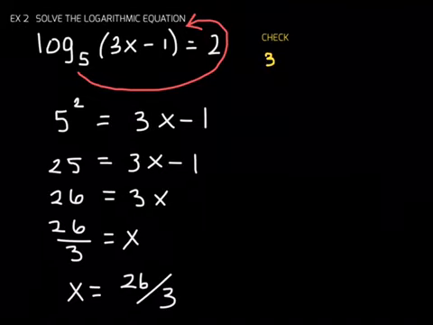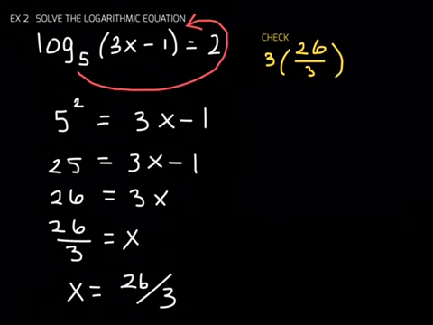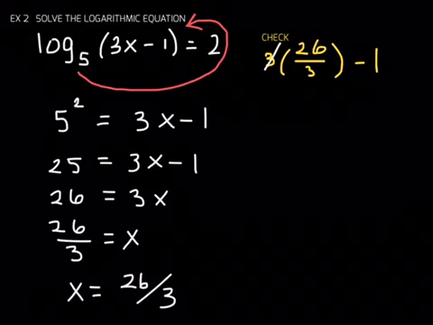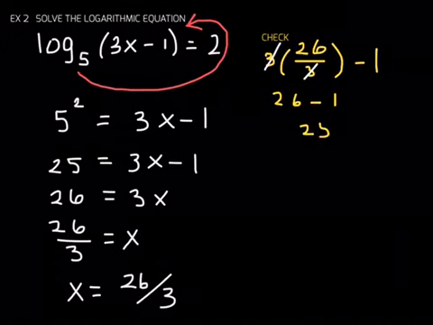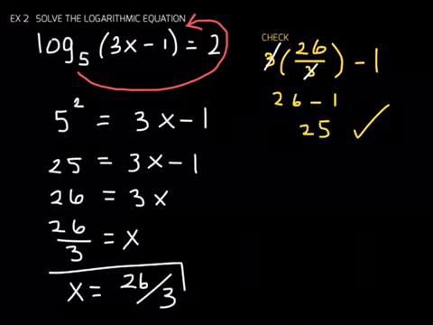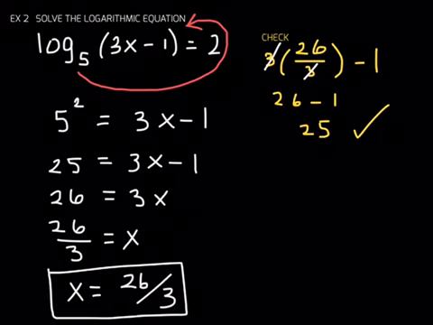So 3 times 26 thirds minus 1, like that, okay? And I'm only checking to see if my argument is positive. These 3's divide out, right? And you get 26 minus 1, which is positive 25, which is a positive number. So we are good. We can confidently say 26 thirds is the one and only solution for this equation.